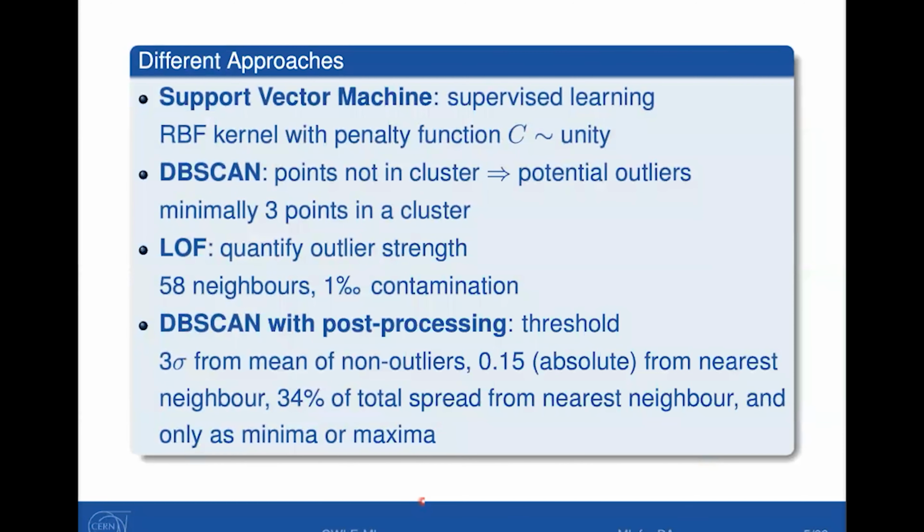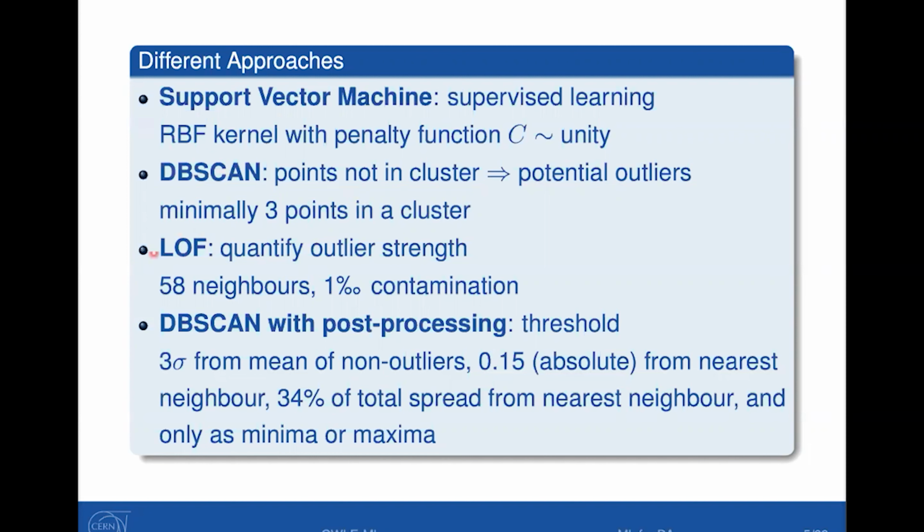Okay, we tried a few approaches. We tried one supervised learning with support vector machine. DBScan, this is the most interesting one. It's a density-based spatial clustering of applications with noise, because it will recognize the clusters. Then we have the local outlier factor.